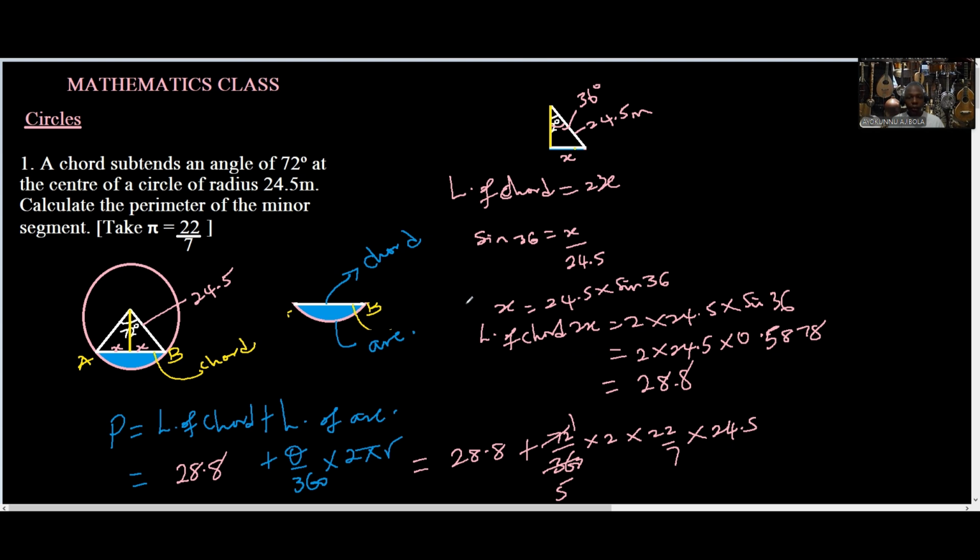So how did I get the length of the chord? There's a formula. Just explain how I got mine. If you need a formula for the length of a chord, this is what you're going to do. You have that right-angled triangle, then you have this to be maybe x, then this is the radius and this is half of theta.